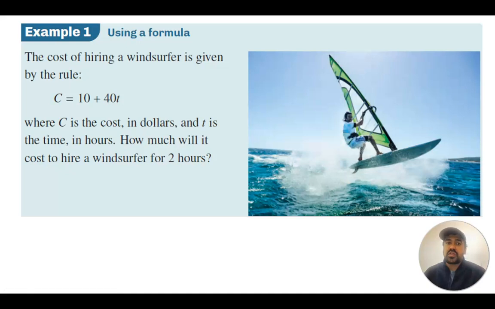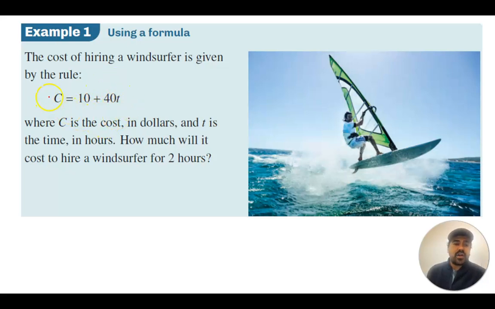Example 1, using a formula. So a formula is a function of some sort where if you're given a provided scenario, in this case here, it's the cost of hiring a windsurfer, you can provide some type of unknown thing, plug that into a formula, and it should be able to spit out something else. I'm trying to generalize in this case. Well, using the context that we have here, the cost of hiring a windsurfer is given by this particular rule. C is equal to 10 plus 40t.